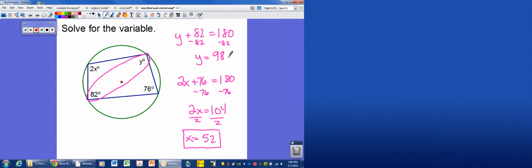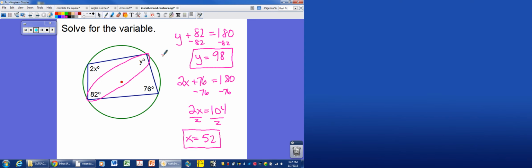So we're using the fact that if a quadrilateral is inscribed in a circle, and that's only good if a quadrilateral is inscribed in a circle. This is not true for all quadrilaterals anywhere. But if a quadrilateral is inscribed in a circle, then the opposite angles are supplementary. The opposite angles add up to 180.